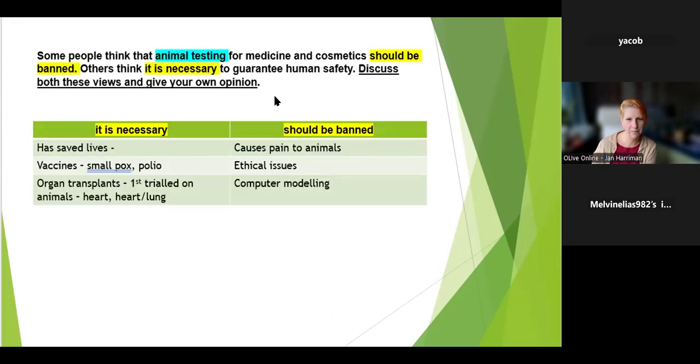All right. So here's a sample. Some people think animal testing for medicine and cosmetics should be banned. Others think it is necessary to guarantee human safety. Discuss both the views and give your own opinion. So immediately you know what it is. What are the two sides? We've got banned or necessary. Okay, animal testing, should it be banned or is it necessary? Those are our value words.